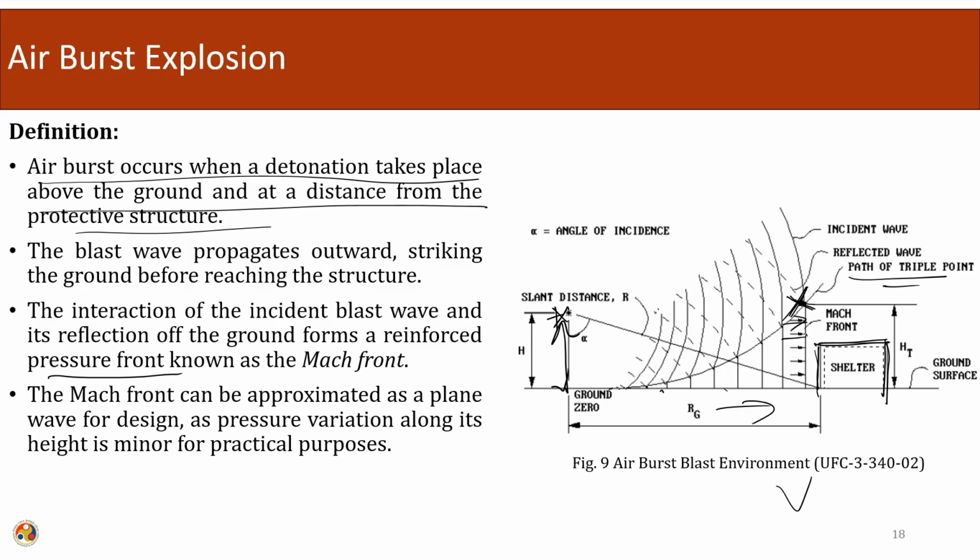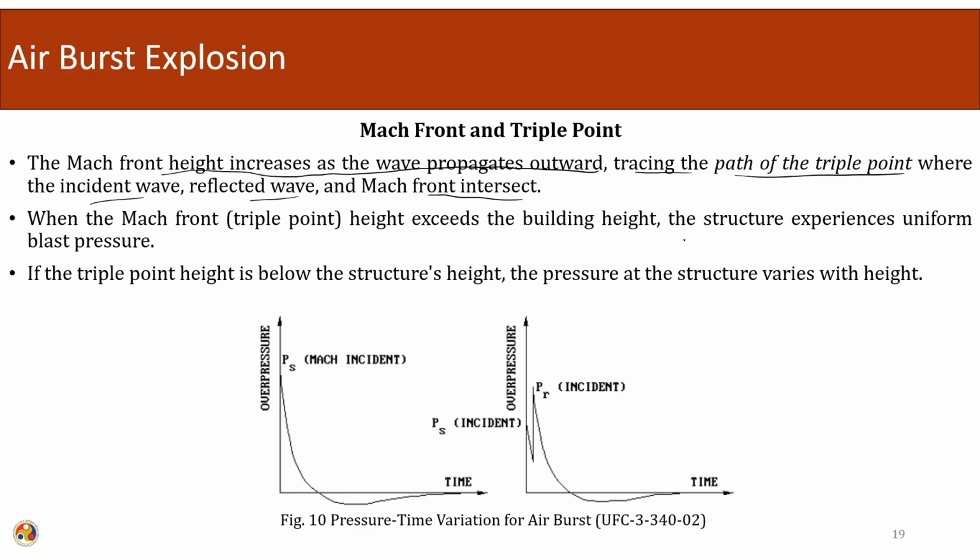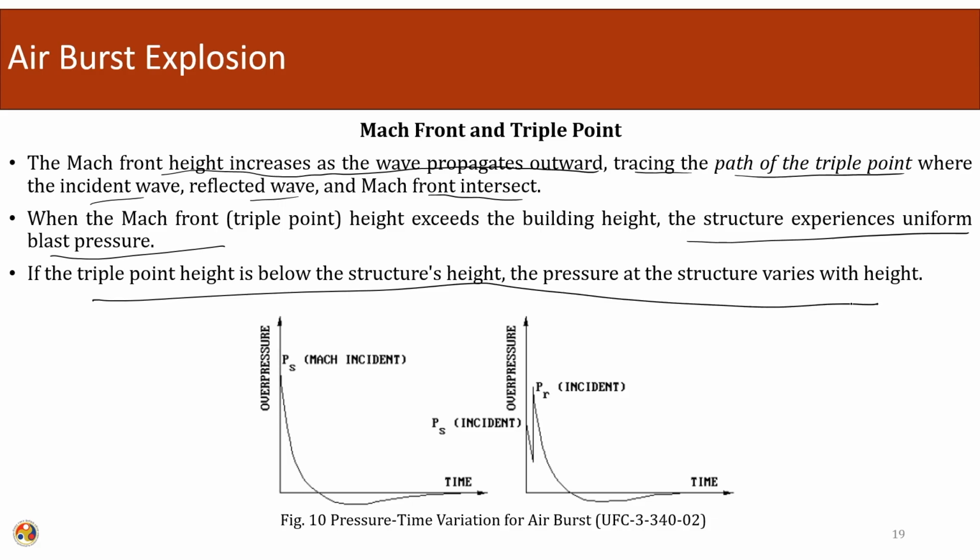So what the structure is seeing is a uniform pressure. Let us say the structure was like this, then only till here it will see a uniform pressure. If the height of the Mach front, or the height of the triple point, is less than the height of the structure, then the entire structure will see what is known as the planar wave only. So the structure will experience the uniform blast pressure. If the triple point height is below the structure's height, the pressure at the structure varies with the height. The same thing that we were telling.